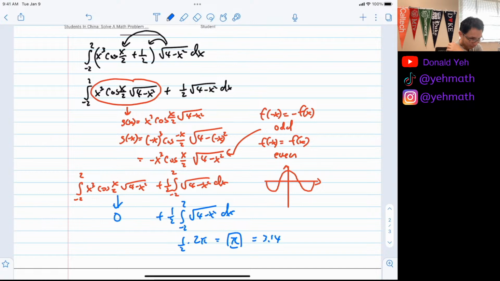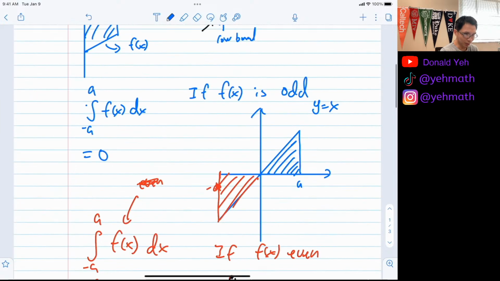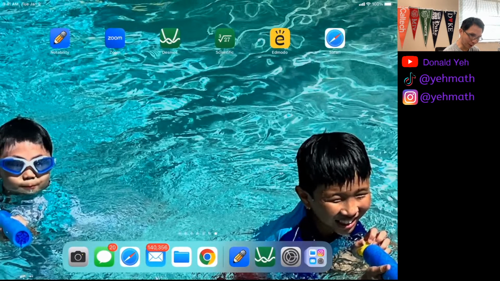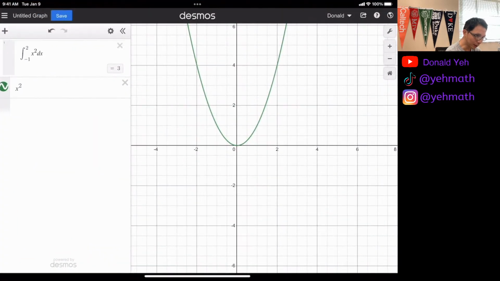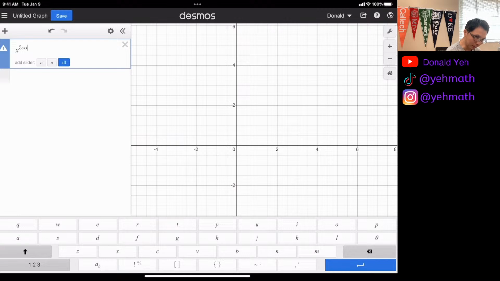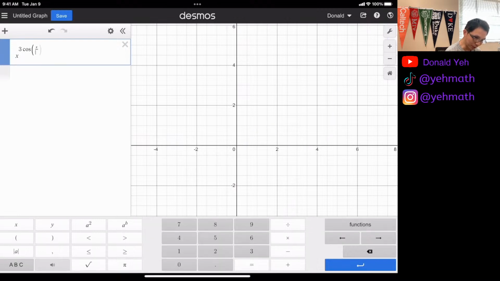I was writing it down, so I missed what you said. After you found out it was an odd function, how did it become 0? The integration of an odd function is going to look like this, and they will cancel out each other. I'll show you the graph. This is what the graph looks like: it was x cubed and then cosine of x over 2.